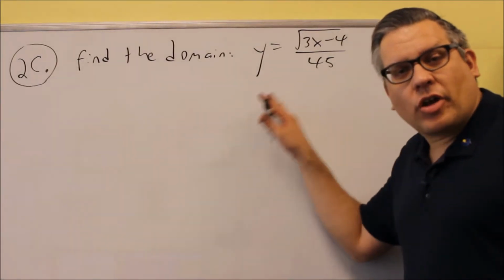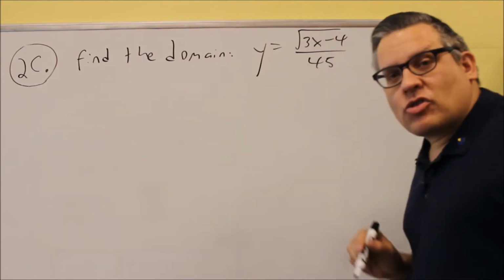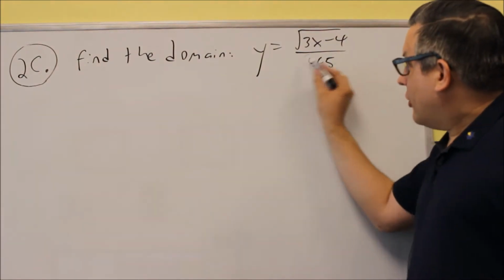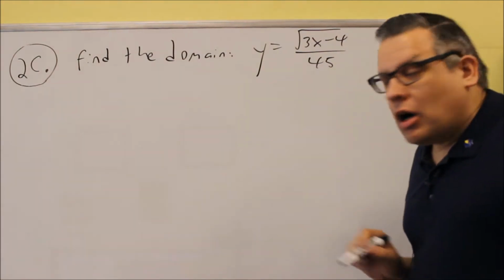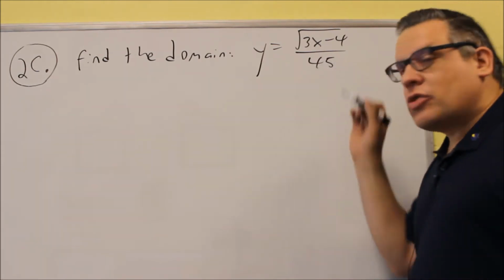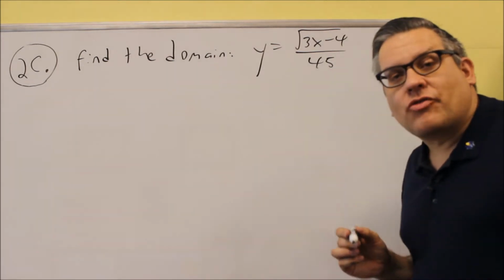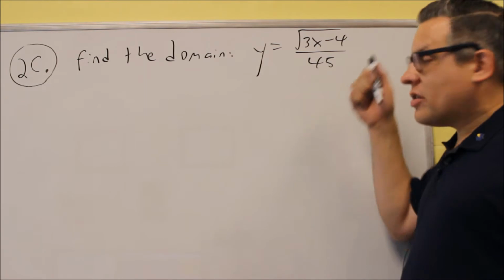Okay, for 2C we have another one that has a square root, but this is different from B because this time we have the square root on top. Now there is something on the bottom, but 45 can never be equal to 0. So in this case we don't have to worry about the bottom at all, because no matter what, the bottom is always 45. So we're just going to focus on the top square root.